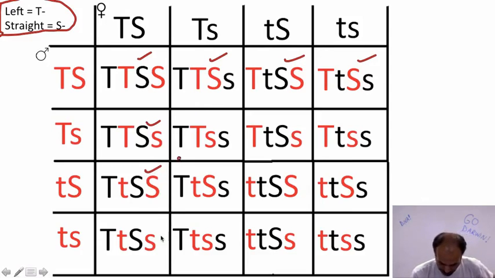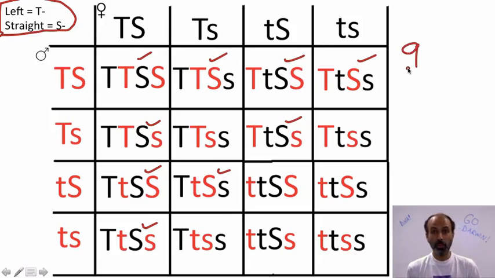This one, am I missing some? This one, T and big, oh, there's one. There's one. So 1, 2, 3, 4, 5, 6, 7, 8, 9. So we have nine that are dominant for both.